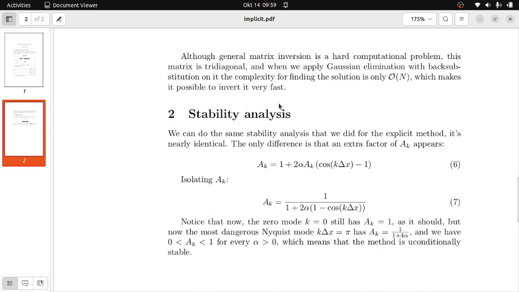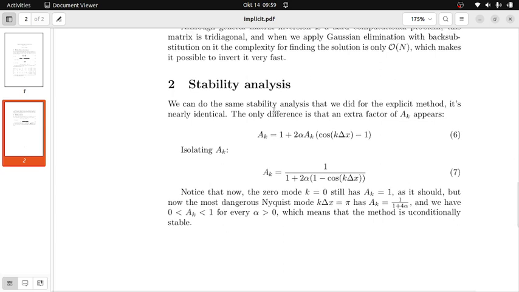And now, if we perform the stability analysis, the same stability analysis that we performed for the FTCS scheme, but in the BTCS scheme, it's the same thing. We would substitute the ansatz there, A_k e to the power of i j k delta x. But here, the only difference is that there's this A_k here, right? Before there wasn't this A_k, and that changes the story completely, because if we isolate, we now have 1 divided by 1 plus 2 alpha times (1 minus cosine k delta x).